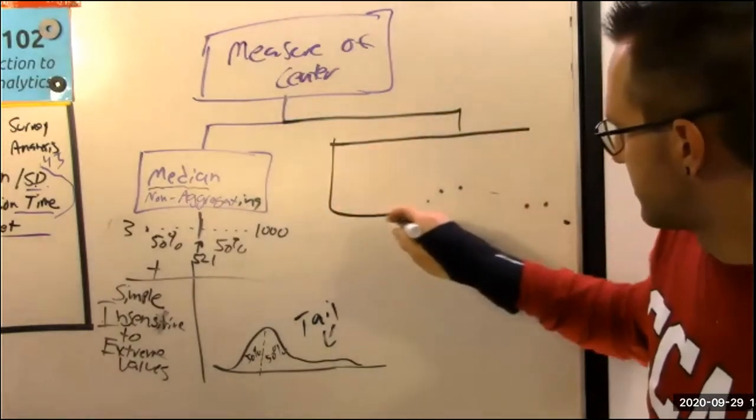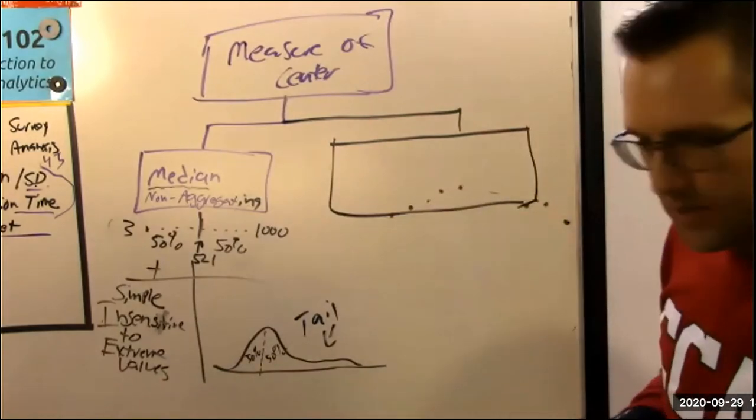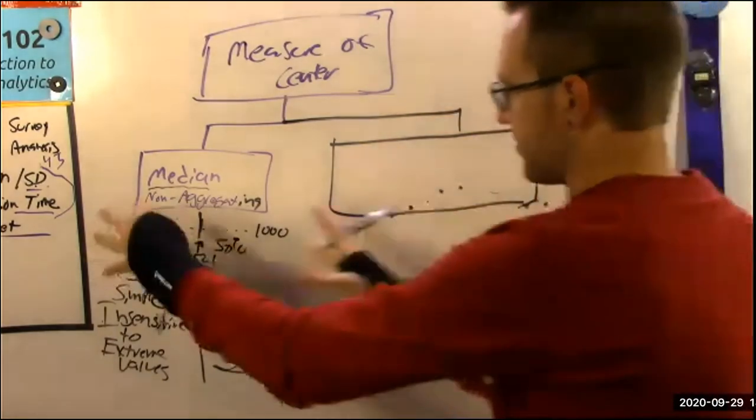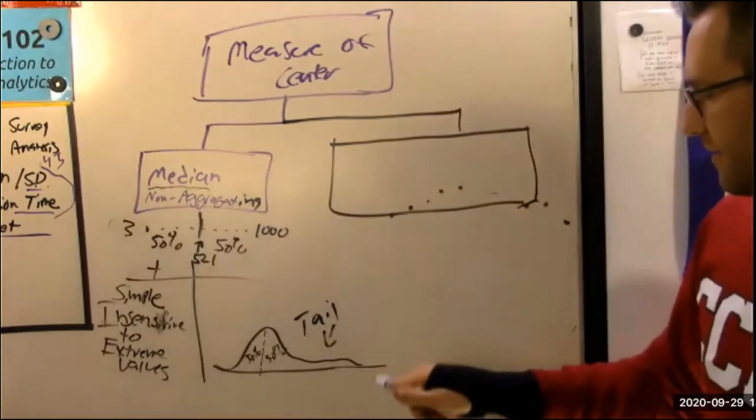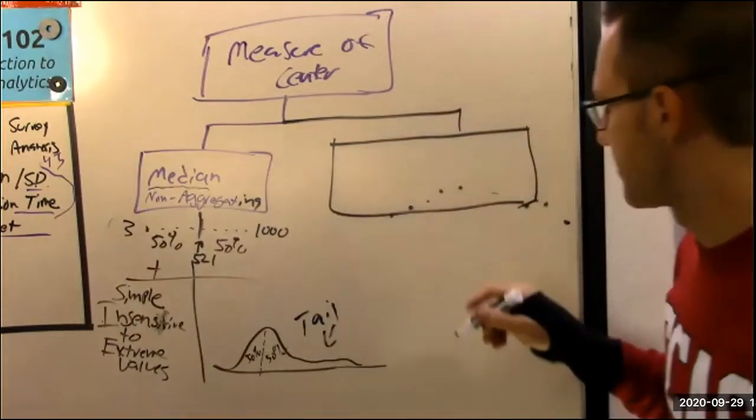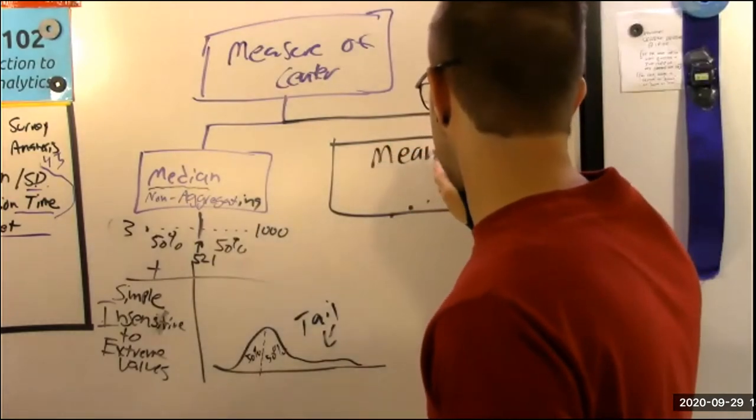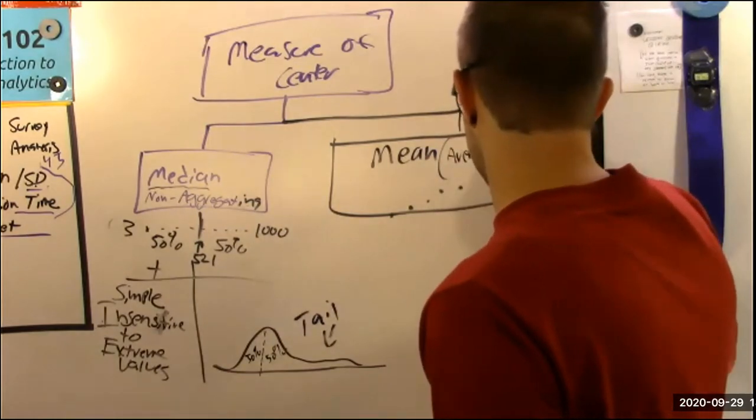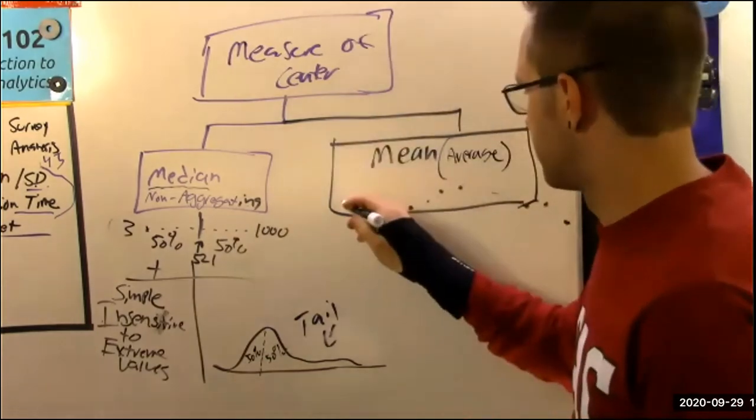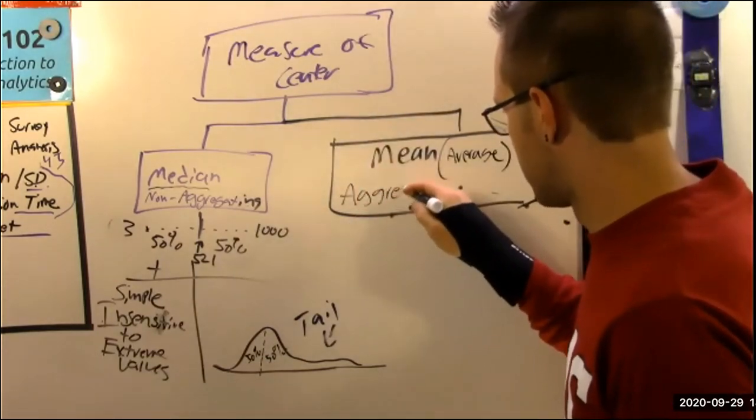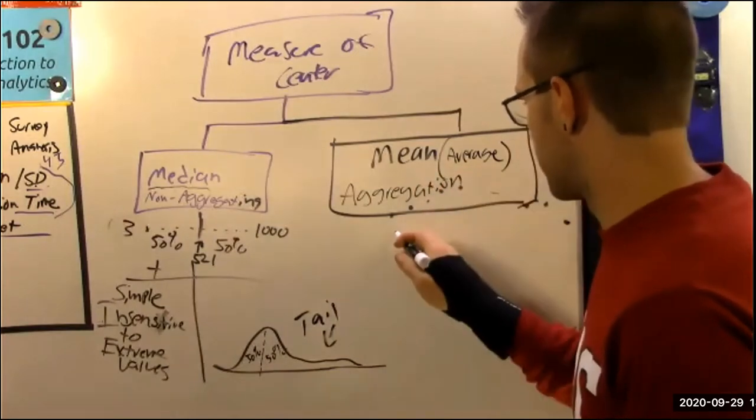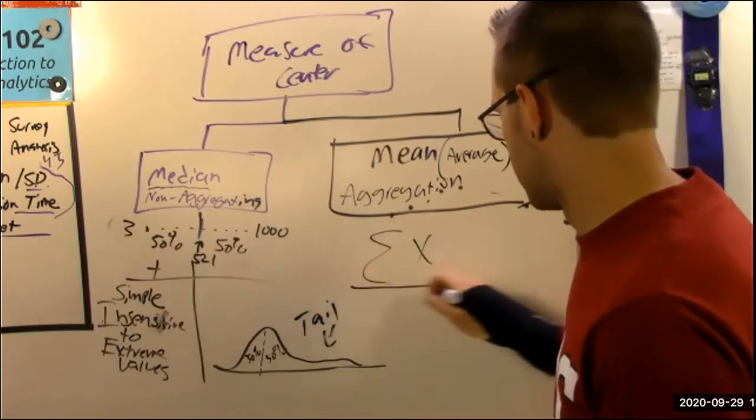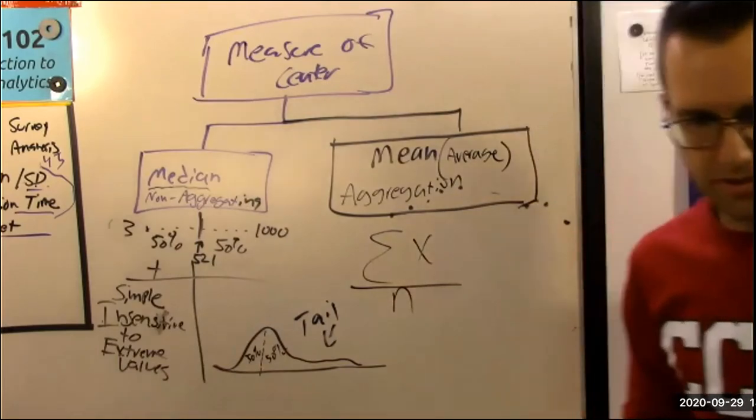However, because it is insensitive to those extreme values, it fails to convey a component of the data, which is how the center is impacted by extreme values, which we often want to know. So that's where our mean comes in, also known as average, and we're going to look at the arithmetic average. A mean is another measure of center, and we would think about this as an aggregating measure because we sum up all the values of x and divide by how many values we have.